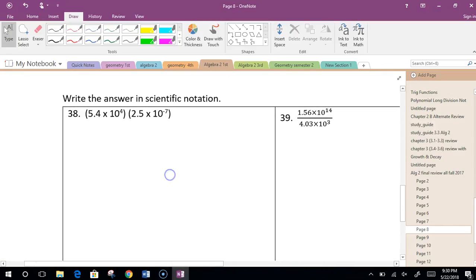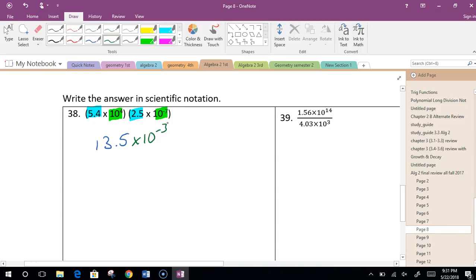Moving into our scientific notation questions, again, you've got your leading numbers here, and then you have separately your powers of 10. So multiply your two numbers out front. 5.4 times 2.5 is 13.5 times 10. Add up your exponents. That would be a negative 3.